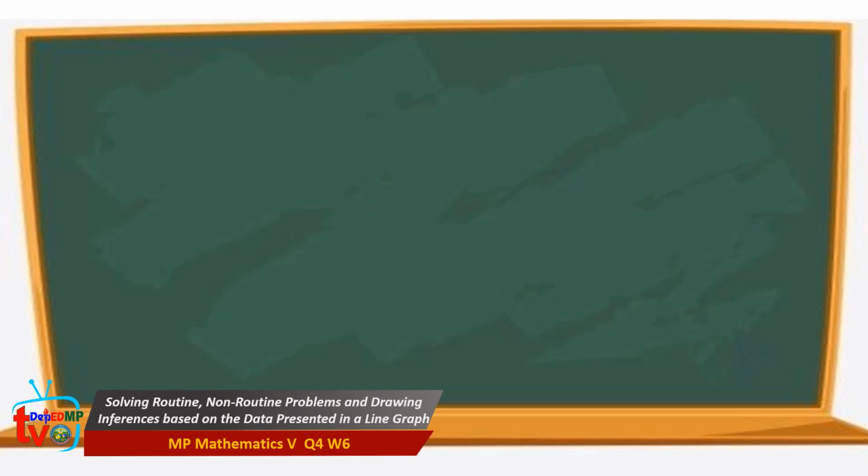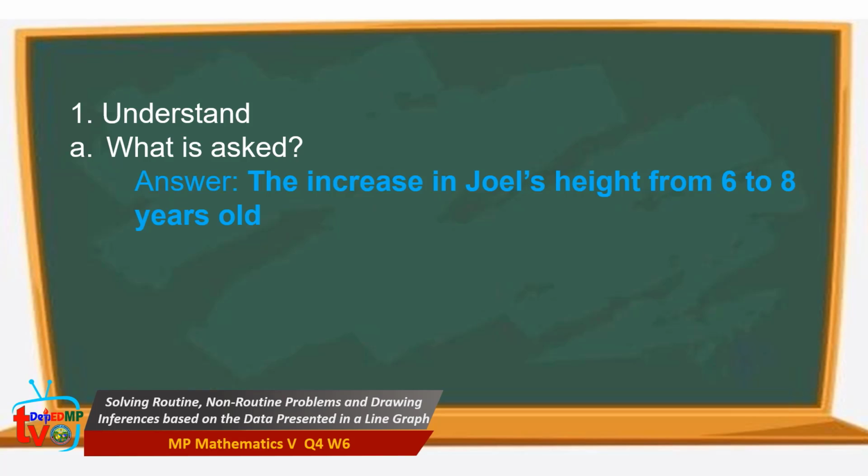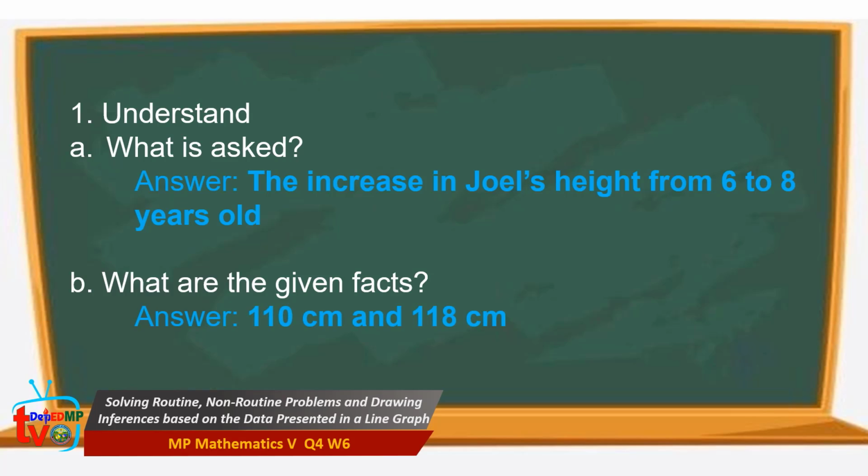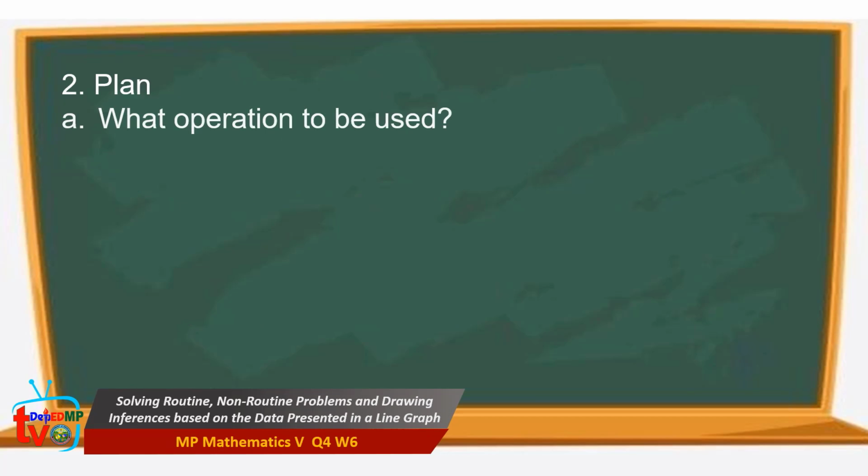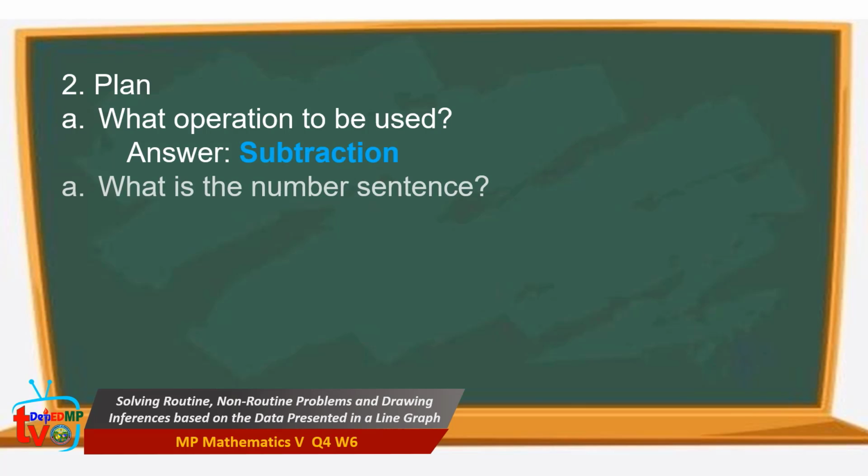Let us now check your answers. What is asked? The answer is the increase in Joel's height from 6 to 8 years old. What are the given facts? The answer is 110 centimeters and 118 centimeters. What operation to be used? Answer: subtraction. What is the number sentence? Answer: 118 minus 110 equals n.